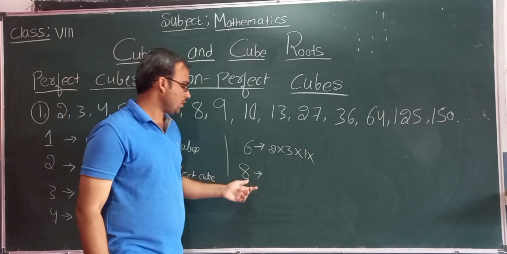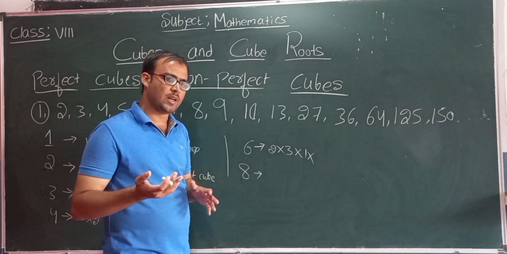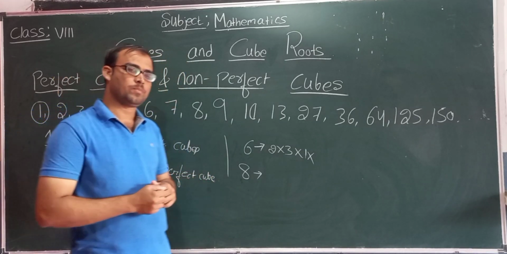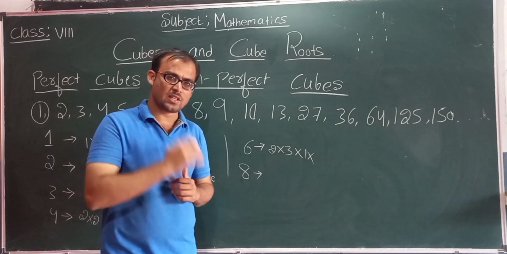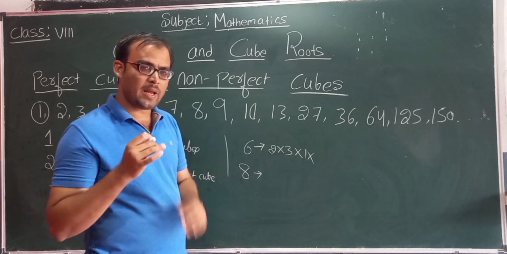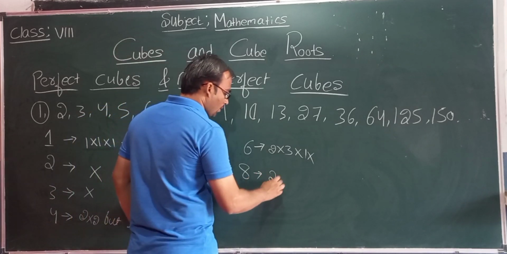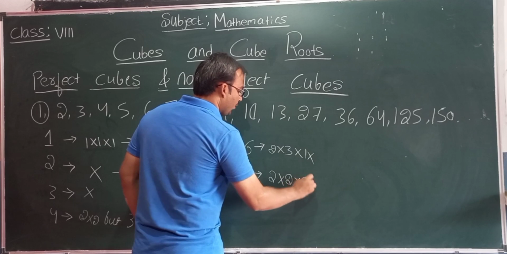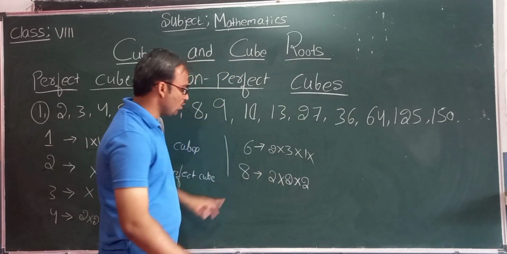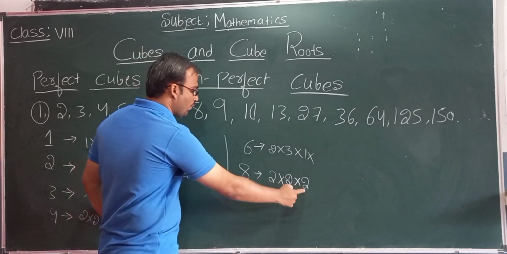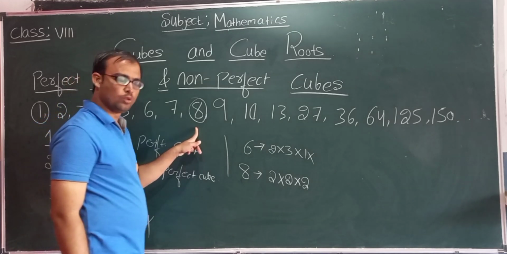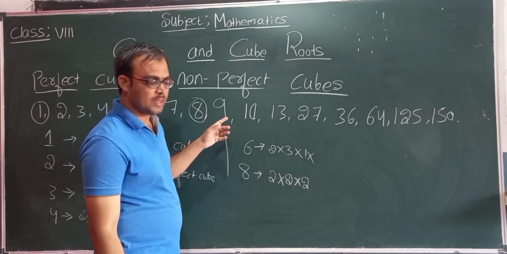Now take 8, students. Just think, is there any such number that when we multiply that number 3 times, we are getting 8? We can get it, students: when we multiply 2 three times, 2 into 2 into 2, the same number 2 three times, we are getting 8. That is, 2 twos are 4, 4 twos are 8. So it is a perfect cube. 9, we are not getting any such number.